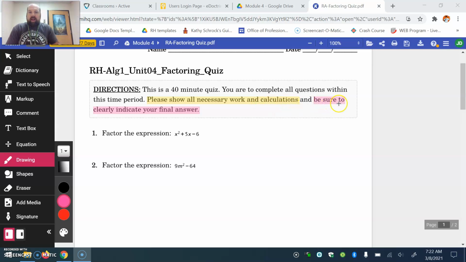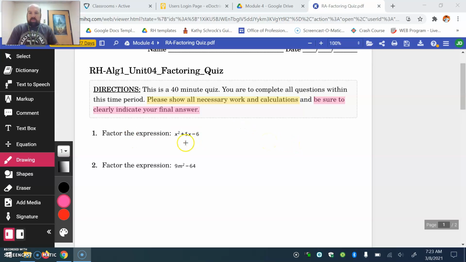The other part that I highlighted in pink, make sure you indicate what your final answer is. I would put a box around your final answer or circle it, or even some people say final answer and put a little blank line and put their answer there. Whatever you do, just make sure it's clear.